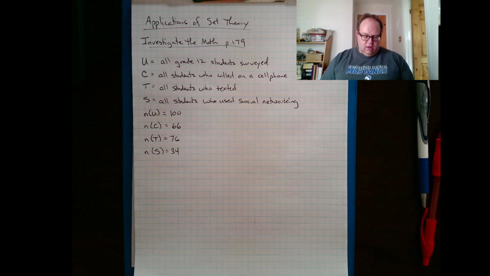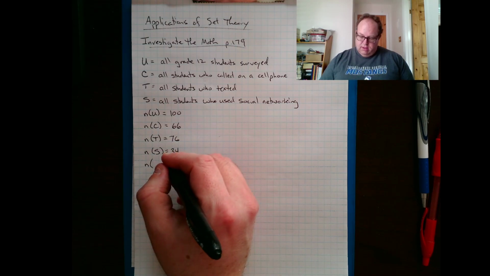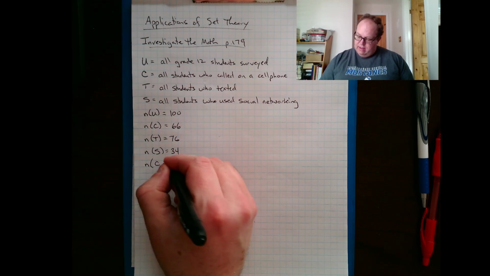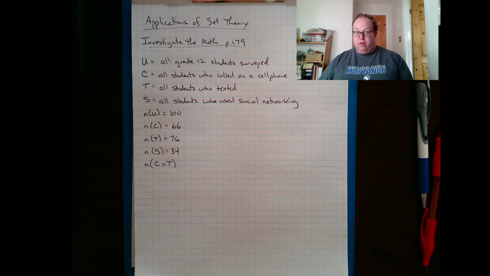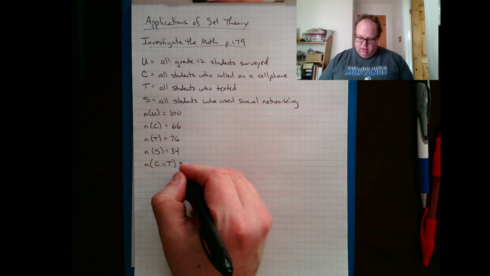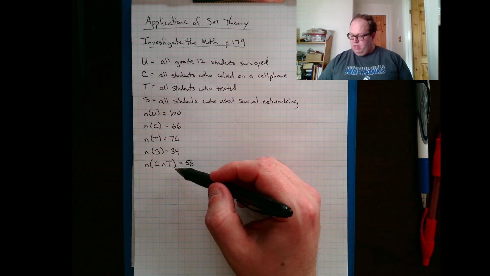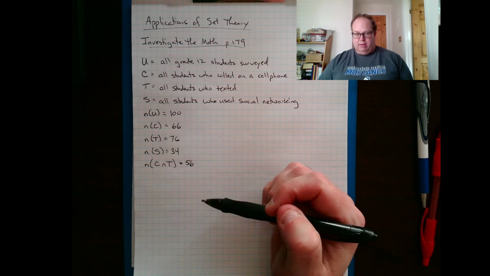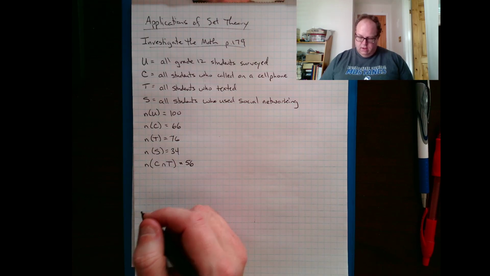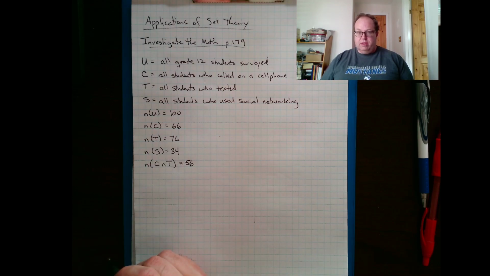56% called on a cell phone and texted, meaning they did both of those things. So in our notation, called on a cell phone and texted would look like the intersection of those two sets, everybody who did both of those things. And we know that 56% did that. By the way, this number should always be equal to or less than the numbers in the two sets that made it up. That is the intersection of the sets. If it was the union of the sets, it should be bigger than or equal to.